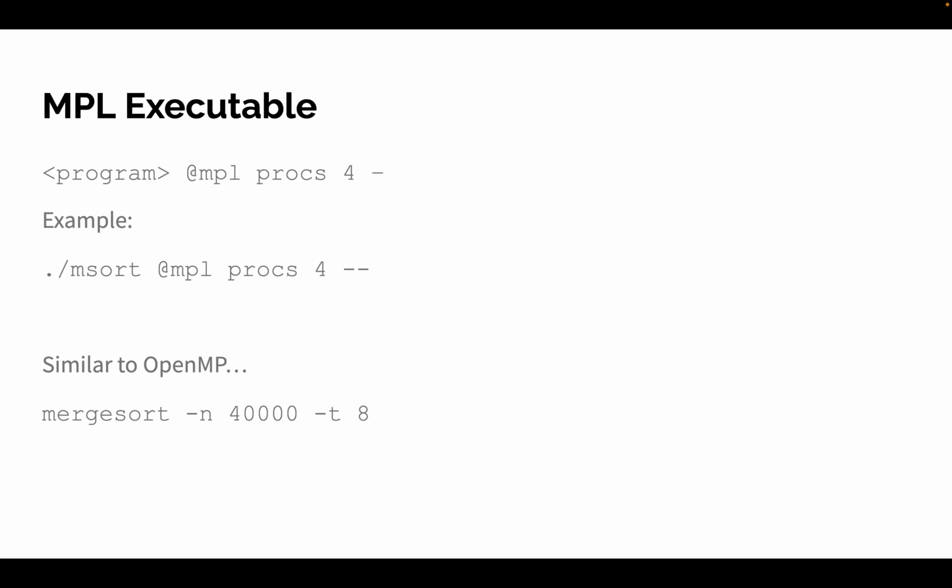The syntax for MaPLe's executable is similar to when you run OpenMP. You just include the program name, which you create when you run MaPLe, and the name of the file that you're trying to run, and then that would create the executable. Then you can just run that executable program, and adding the at MaPLe procs lets you specify how many processes you want to run with.